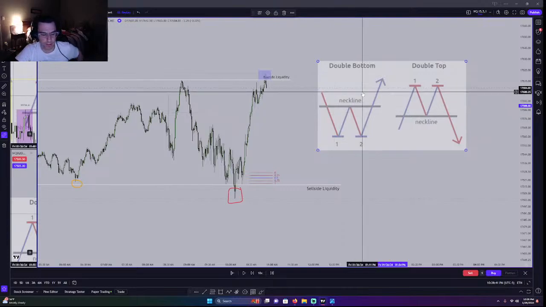Anyways, I won't rant and rave anymore, but look for the stops. Look for those double bottoms. Look for those double tops. When price gets taken, look for a fair value gap in the opposite direction. Or if you want to wait, look for a market structure shift in the opposite direction.